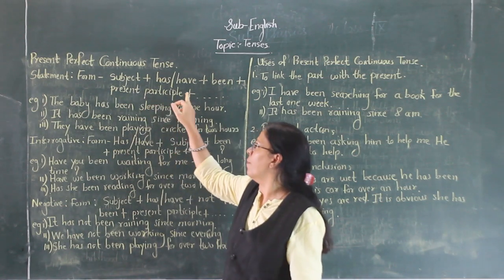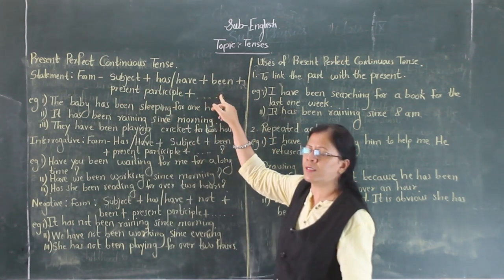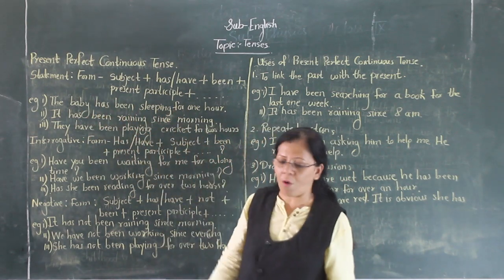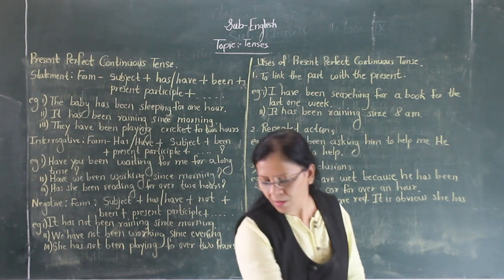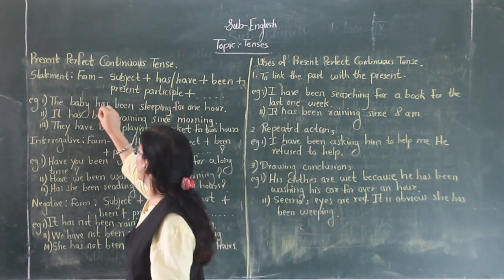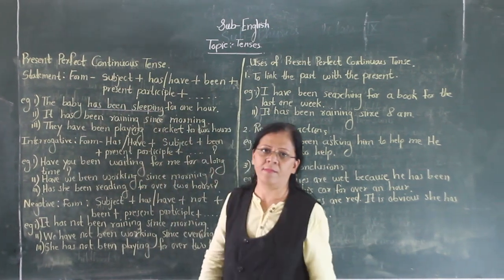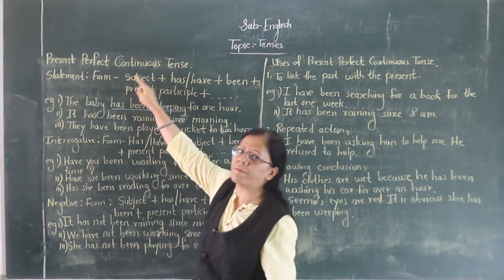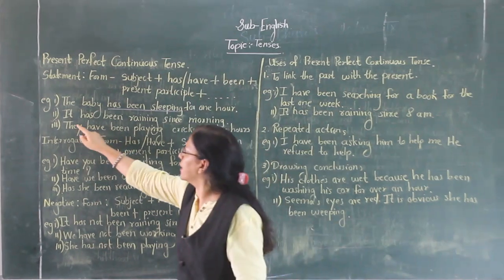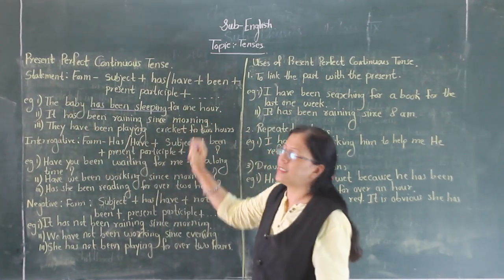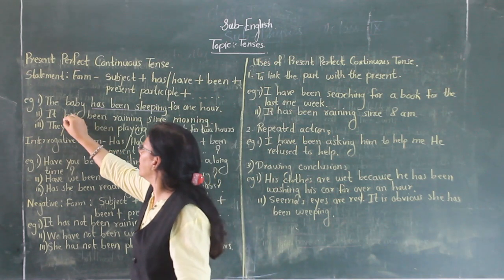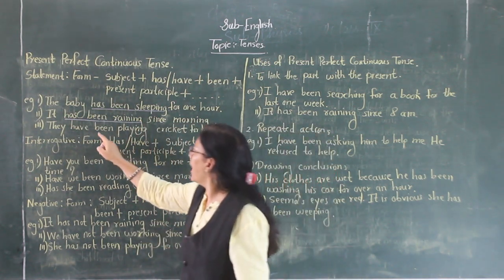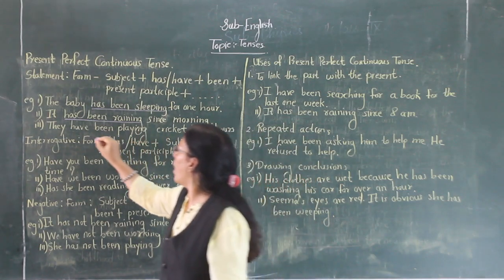The verb's ing form plus the remaining part of the sentence. For example, the baby has been sleeping for 1 hour. So has been sleeping, the verb has been sleeping, indicates present perfect continuous tense. Next, it has been raining since morning. Has been raining. They have been playing cricket for 2 hours.